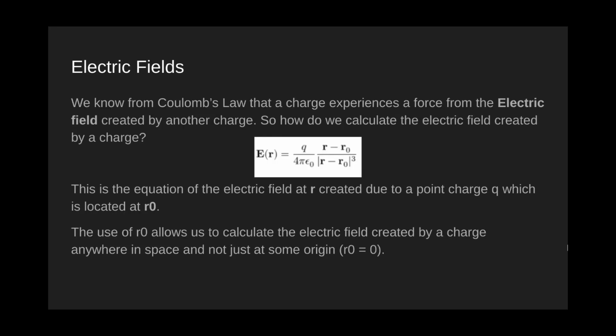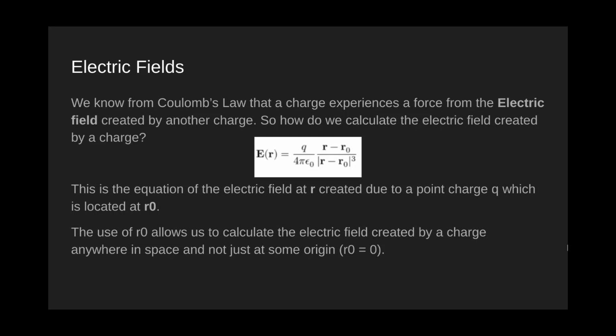Force felt between them. So now we need to get into electric fields, because we said in the first part about Coulomb's law that it's due to the electric field of the second charge. So we know that Coulomb's law is the force experienced by a charge in the electric field created by another charge. So then how do we calculate the electric field produced by a charge? Well, we use the equation here. And notice how it's a similar equation, apart from we've lost one of the charges, and now instead of R2 minus R1, we have R minus R0.